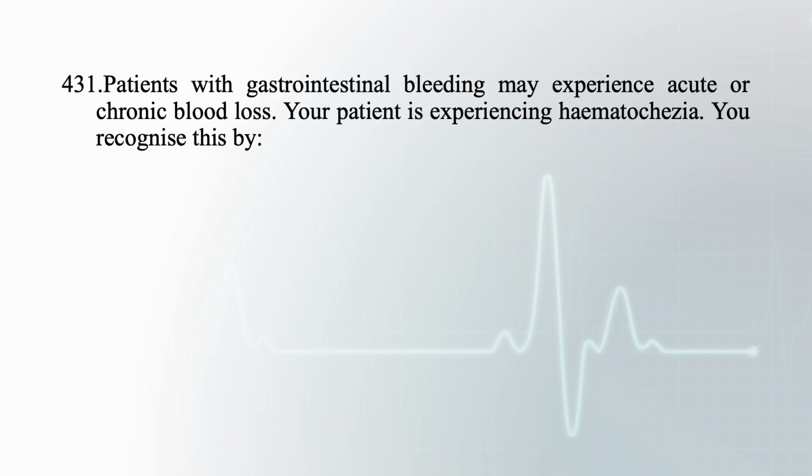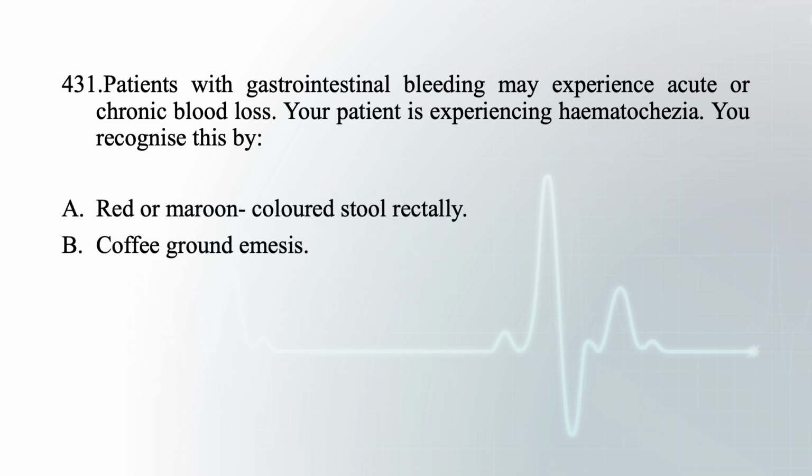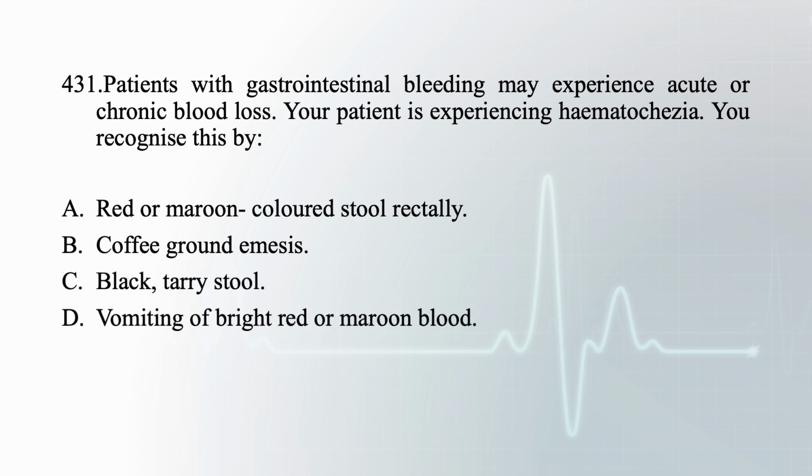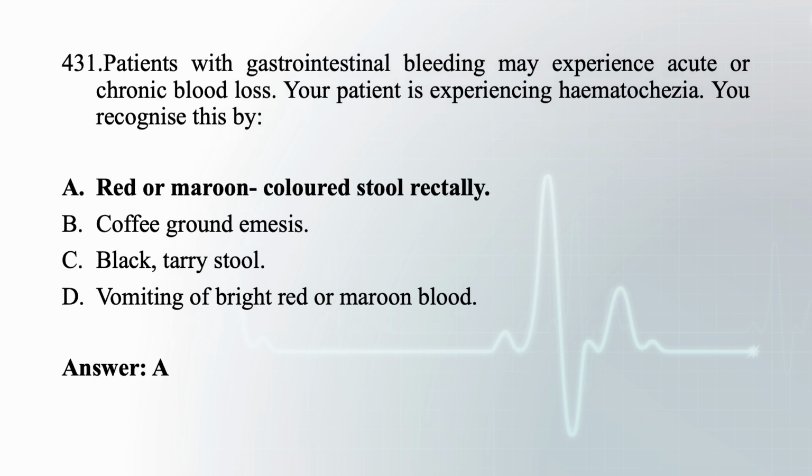Question number 431. Patients with gastrointestinal bleeding may experience acute or chronic blood loss. Your patient is experiencing hematochezia. You recognize this by option A, red or maroon colored stool rectally. Option B, coffee ground emesis. Option C, black, tarry stool. Option D, vomiting of bright red or maroon blood. The correct answer is option A, red or maroon colored stool rectally.